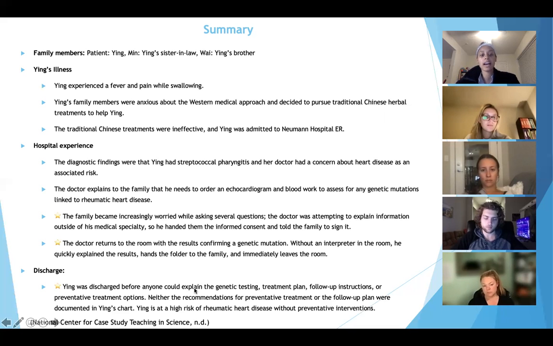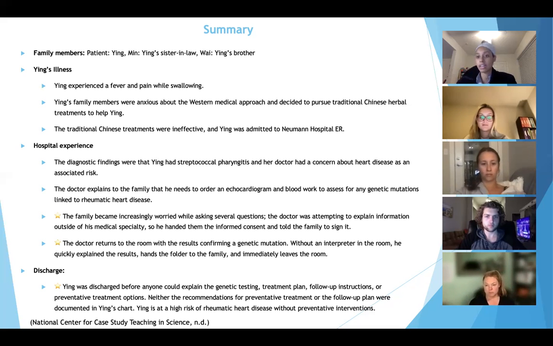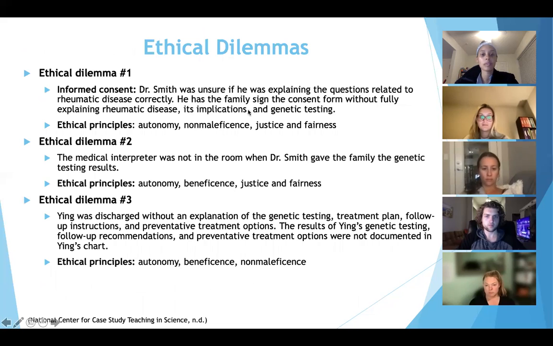So in the end, we see that Ying was discharged before anyone could explain any type of genetic testing that happened for her. She didn't get full explanations of her treatment plan, follow-up instructions, or preventative treatment options. And the biggest issue with this is that now Ying is leaving the hospital without truly understanding her condition, and now she's at risk for a heart disease, such as rheumatic disease, because of that genetic mutation. So another issue with her discharge was that the follow-up plans and treatment recommendations were not documented in her chart. And so there was documentation that wasn't completed, and now Ying is at risk of this heart condition. So that is a little bit of a summary about what was going on.